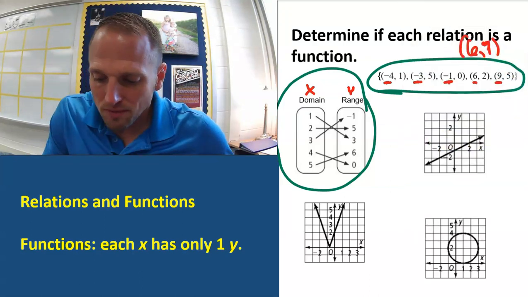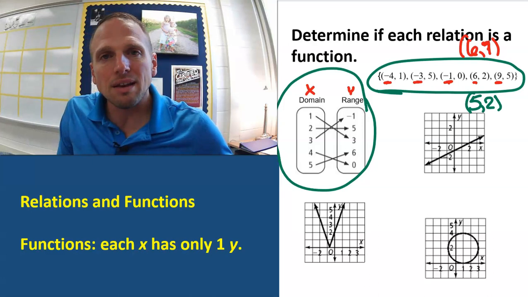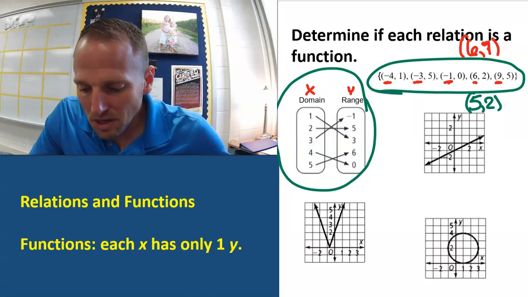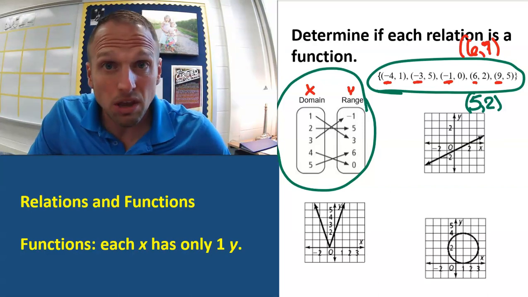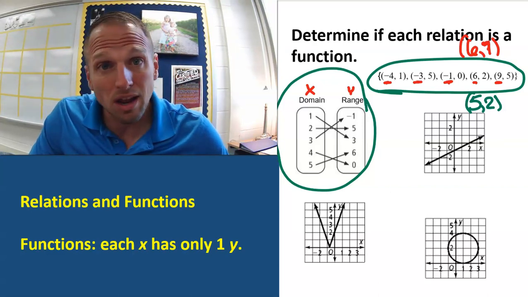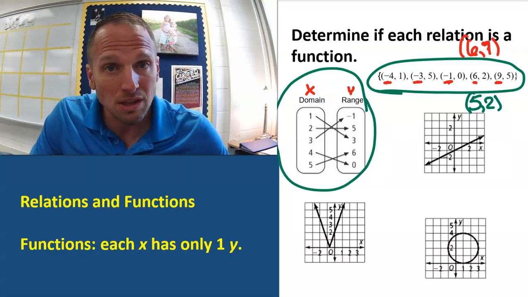What about if it was, let's say, the point 5, 2. What about that? Is that going to be a function? Because as I look at the point right above it, 6, 2, the y's repeat. They're both 2's, but that's okay. That doesn't matter. What matters is that the x's don't repeat and give you a different number.